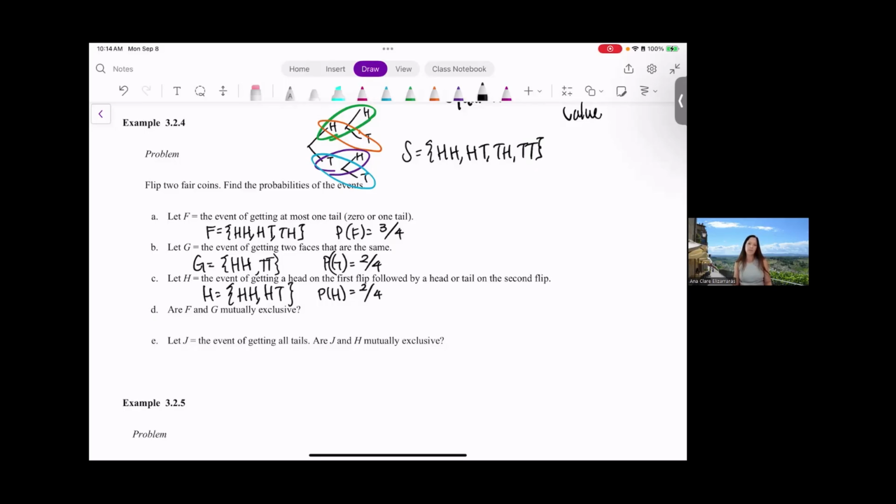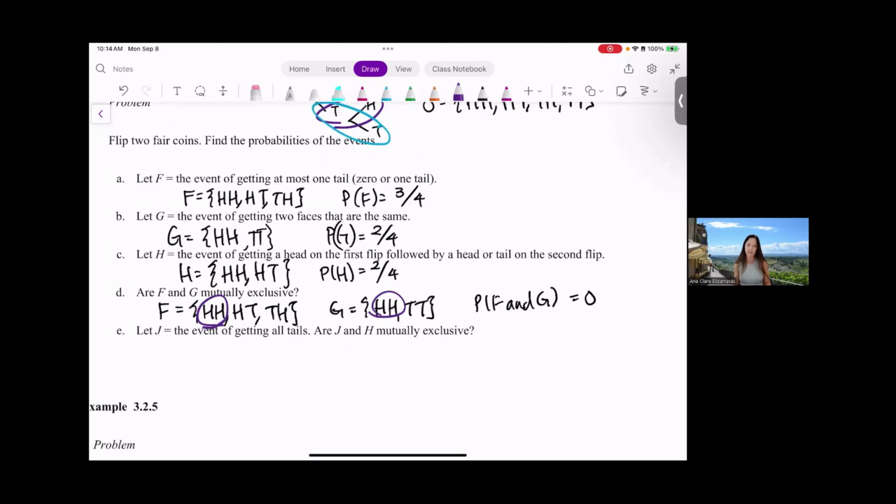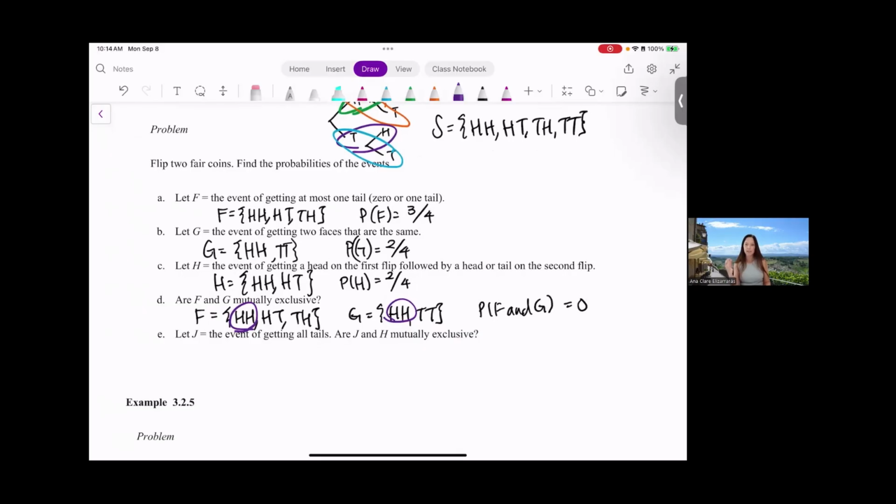And then the question is whether F and G are mutually exclusive. So let's look back at F and G. F was heads, heads, heads, tails, tails, heads, and G was heads, heads, tails, tails. Now, mutually exclusive is if probability of F and G is equal to 0, meaning they have no shared outcomes. So is there anything in F that's also in G or vice versa? And if you notice, the very first thing, heads, heads, is in both of those. So there is something shared by both, which means the probability is not equal to 0 and they are not mutually exclusive.